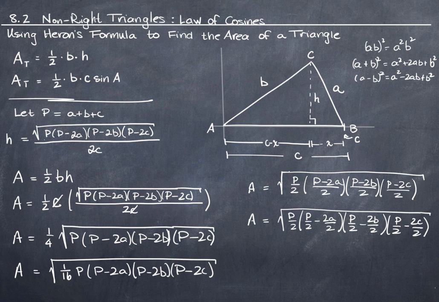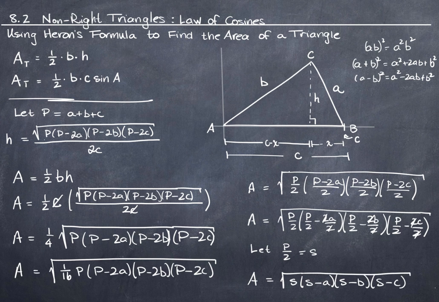And we can reduce these fractions. And at the same time, I'm going to let P over 2 be represented by the letter S. So I'm going to simplify and substitute here. This is going to give me S times S minus A times S minus B times S minus C. And that is called Heron's formula.